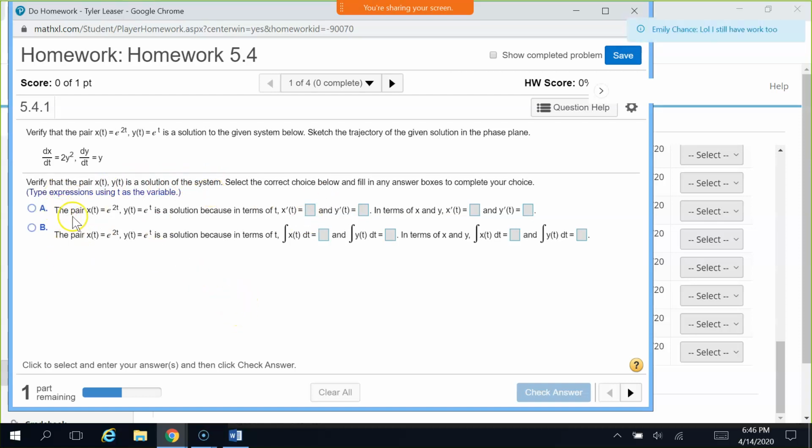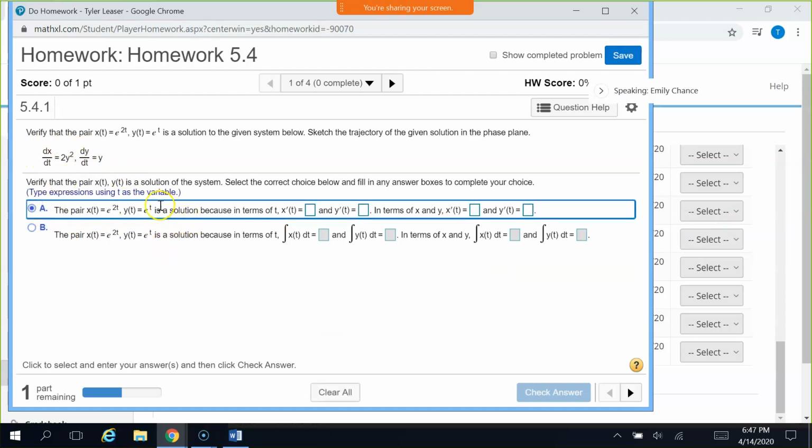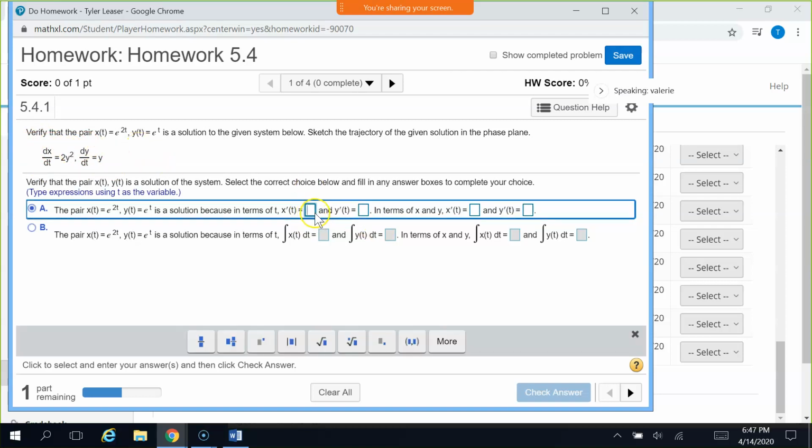So the first option, either the pair is a solution because in terms of the derivatives, in terms of x and y, x prime and y prime are blank, or the pair is the solution because in terms of t, the integrals are blank. That's kind of weird things to write out, I guess, but I think it'd have to be the first one. So these are going to be solutions because if I take the derivatives of the two pairs, it'll solve my differential equation here.